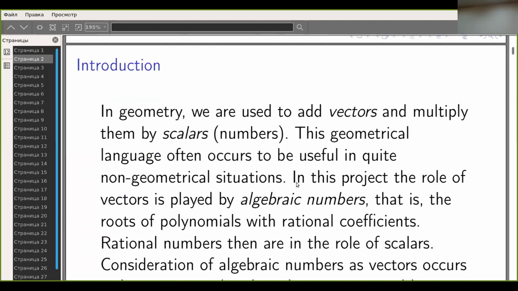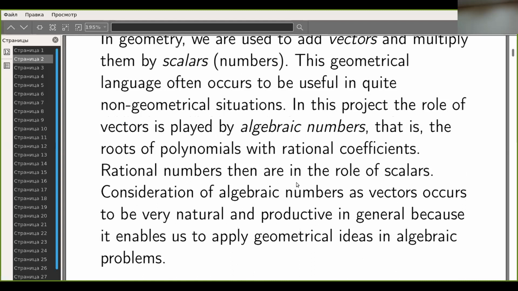I'll start with some introduction. In geometry, we are used to adding vectors and multiplying them by scalars, numbers. And this geometrical language, as I said, often turns out to be useful in quite non-geometrical situations. In this project, we consider algebraic numbers as vectors. Algebraic numbers can be defined as roots of polynomials with rational coefficients. And rational numbers are then in the role of scalars.